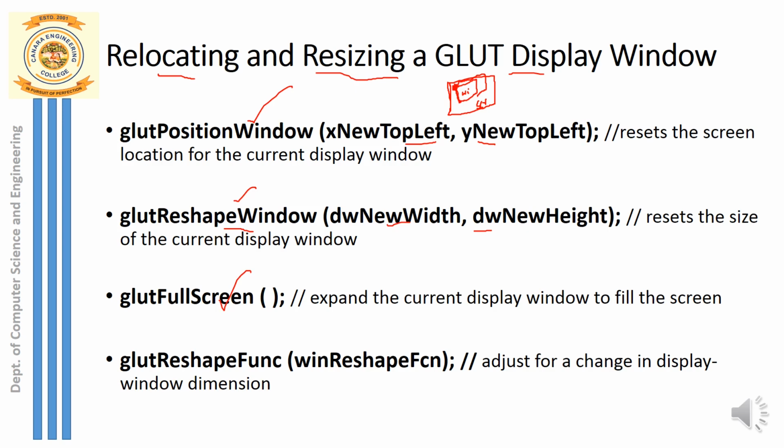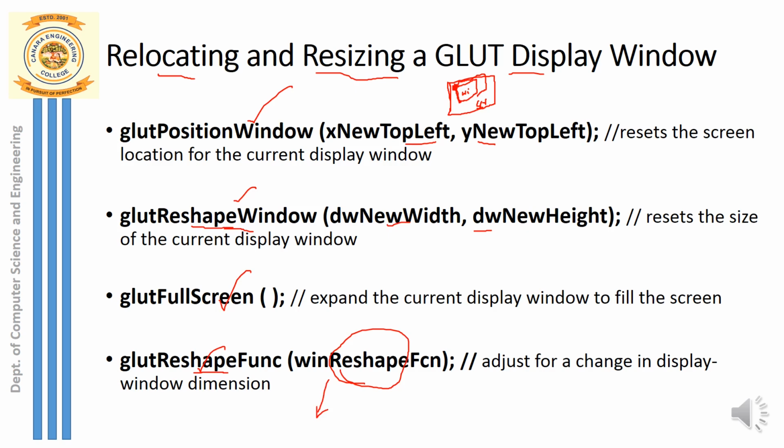The next function you have is glutReshapeFunc. Just know the difference between glutReshapeFunc and glutReshapeWindow. glutReshapeWindow refers to the current display window width and height. glutReshapeFunc is used to adjust the width and height in the display window. You can specify the new width and height, and along with that the window position also should be passed as a parameter. Everything you can define within one user defined function, called some winReshapeFunction, which you can pass as a parameter there.